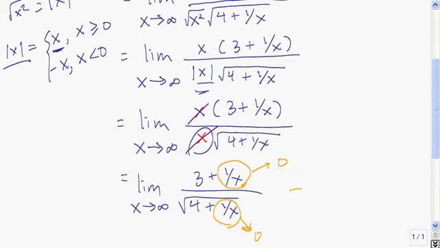So we end up with a limit of 3 plus 0, or 3, divided by the square root of 4, and the square root of 4 is just 2. So the limit is equal to 3 over 2.